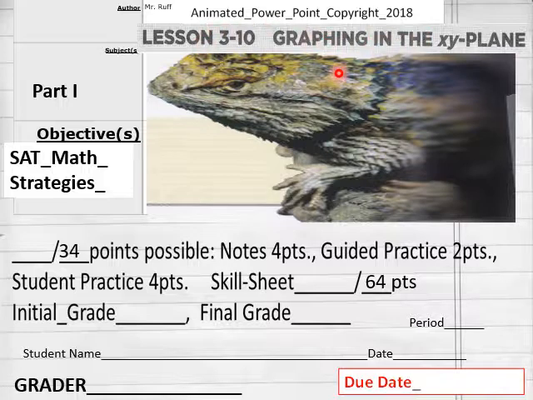3.10 Graphing in the XY plane. This is part 1. There's 34 points of notes possible for part 1, and then at the end of part 1, part 2, there is a skill sheet worth 64 points. You could contact me to acquire that.